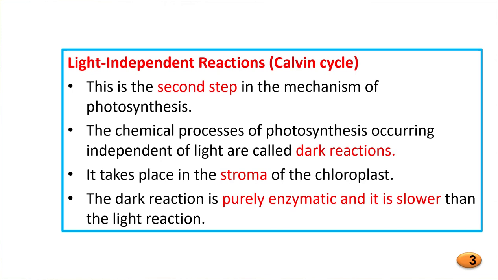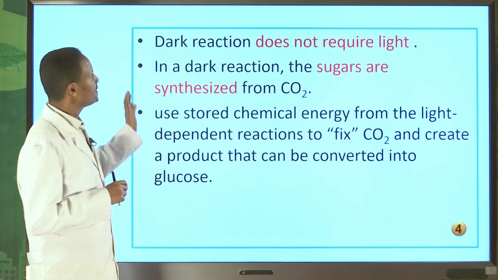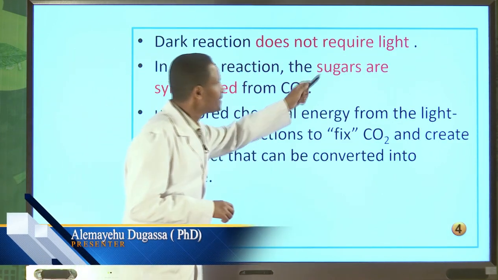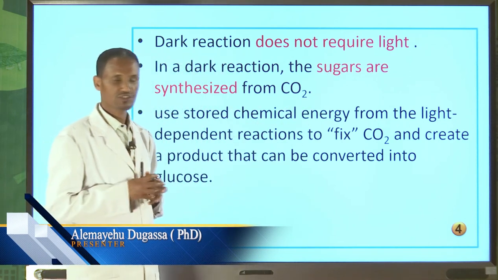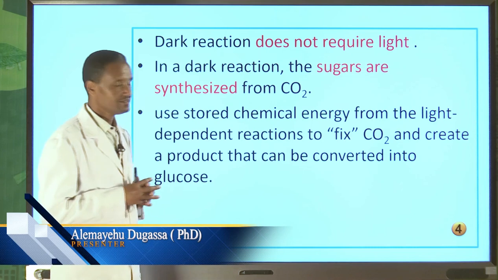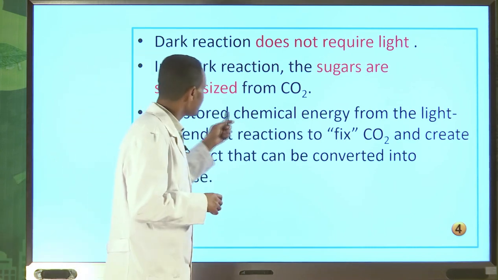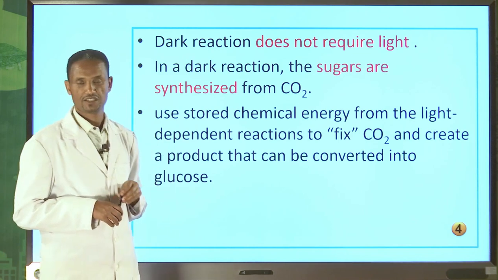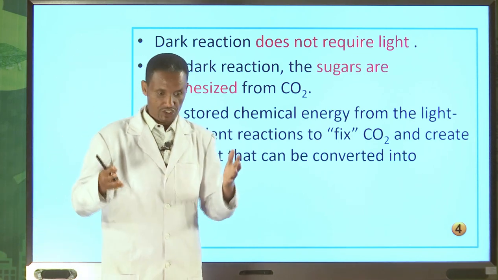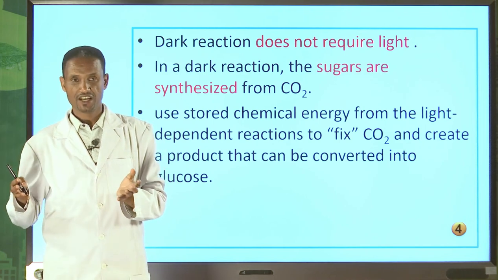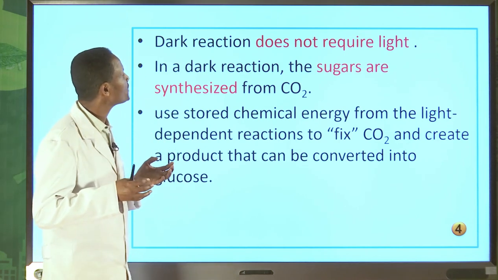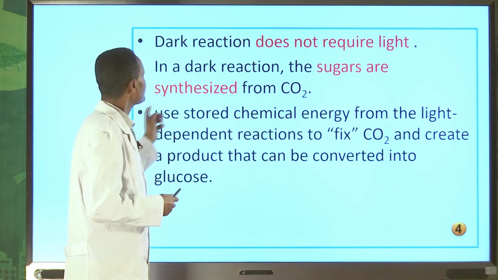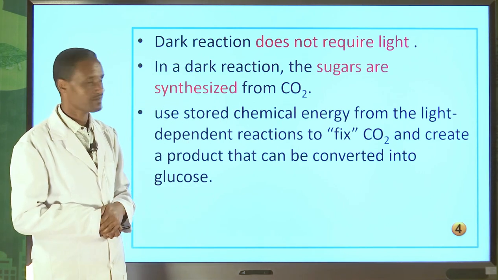This light-independent photosynthesis is purely enzymatic, and it is slower than light-dependent photosynthesis. The dark reaction does not require light energy for the process of photosynthesis. In the dark reaction, sugars are synthesized from carbon dioxide. In the light-dependent one, sugar cannot be synthesized. But in the light-independent photosynthesis, sugar can be synthesized from carbon dioxide.